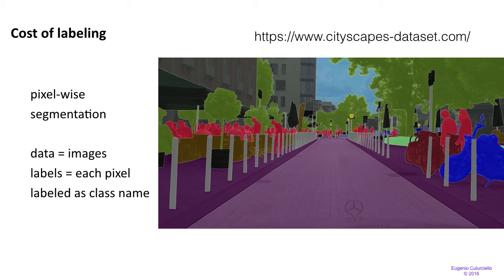And this has been done, especially in this data set here, for more than 5,000 images to date. Human labeling is very expensive. Could we do better than this? This is what we're talking about today.